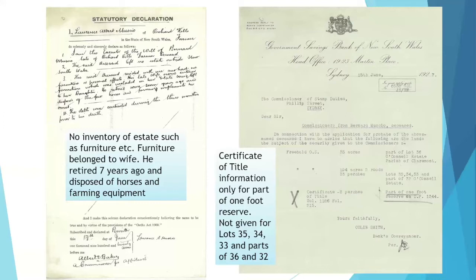I would also expect that a deceased estate would give me certificate of title numbers. And with Bernard, we don't get certificate of title numbers, except for one lot. So we don't get it for part of lot 36, which is 35 acres. We don't get numbers for lots 35, 34, 33 and part of 32, which is 194 acres and which we're upon. We only get a certificate of title number for a 1 foot reserve, which runs along the side of his property where it meets Caden Road. So we're not doing too well here, folks.